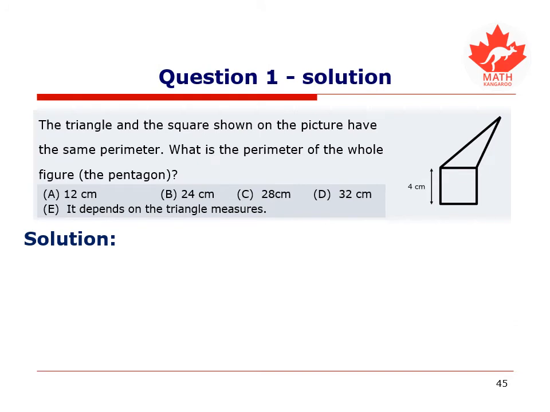Welcome back. Let's now have a look at the solution to question 1. We were told that the triangle and the square shown in the picture have the same perimeter. What is the perimeter of the whole figure? So the first thing we're told is that the perimeter of the square equals the perimeter of the triangle.